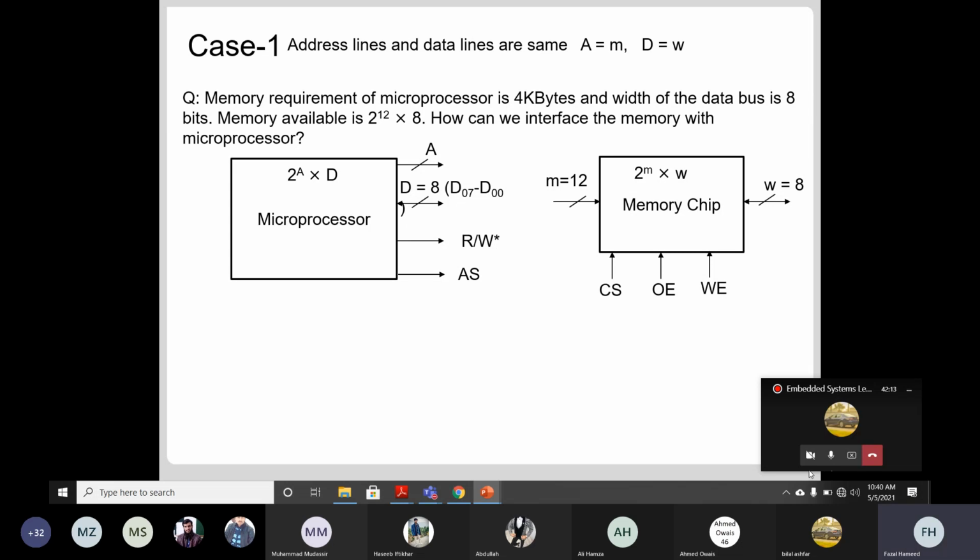The memory requirement of microprocessor is 4 kilobyte. ठीक है. And width of the data bus from the microprocessor side is 8 bits. So what does it imply? D is equal to 8. समझ आई बात या नहीं आई?